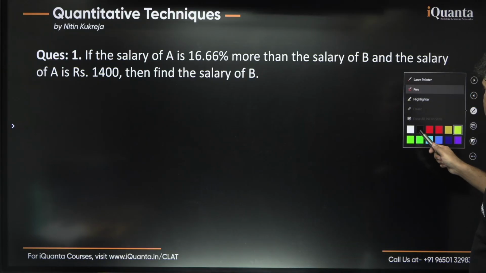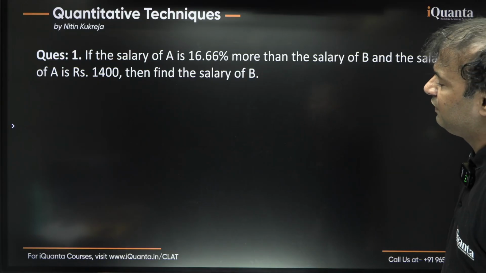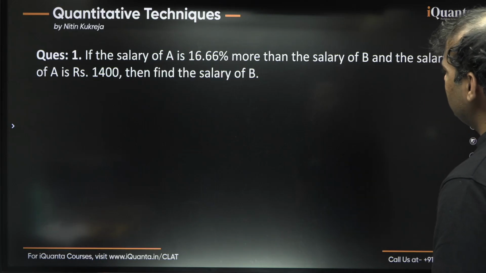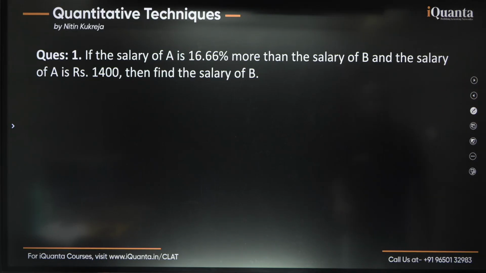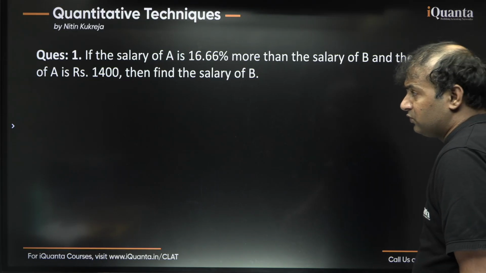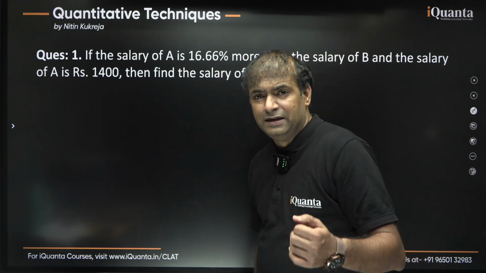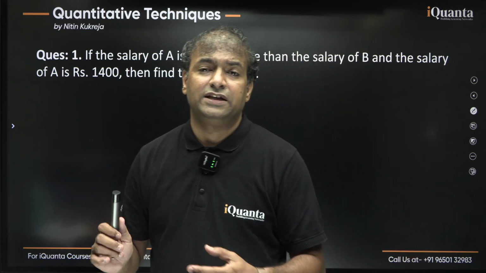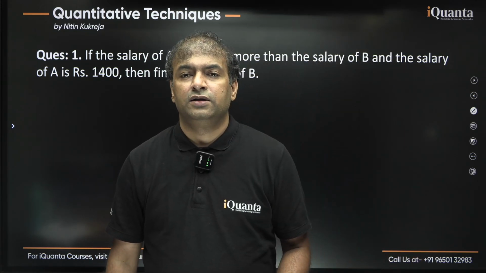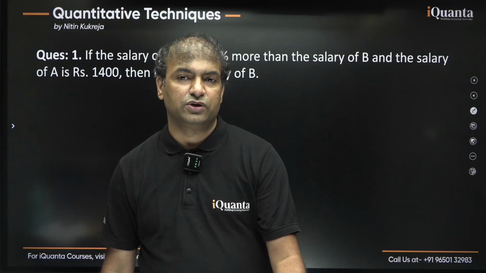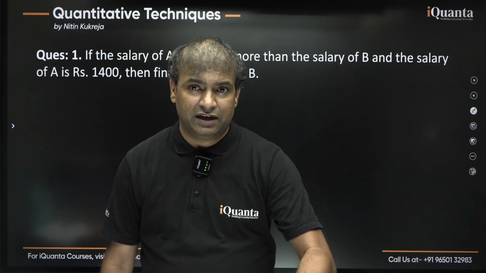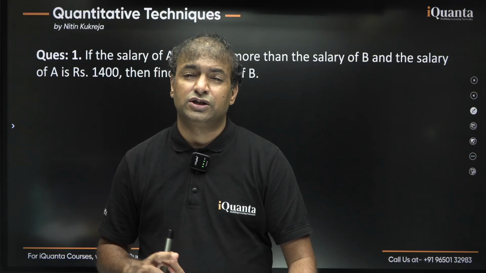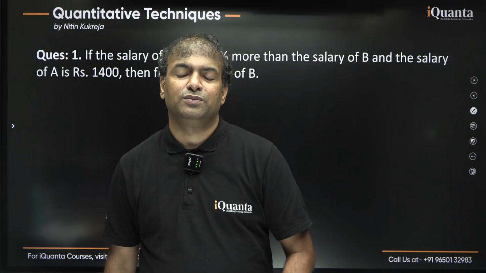Question number 1 says, if the salary of A is 16.66% more than the salary of B, and the salary of A is rupees 1400, then find the salary of B. So guys, in these kinds of questions, the major problem which students face is they are not able to understand the language of the question. And specifically, they are not able to understand which is going to be the initial value and which is going to be the final value.